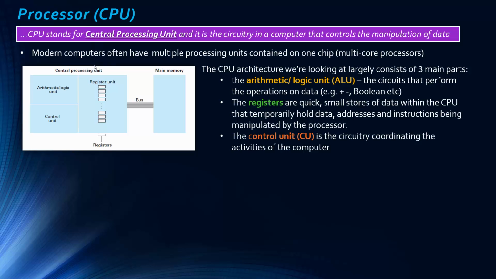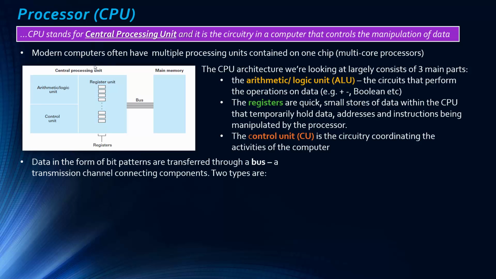And finally, you have a control unit, which is circuitry that coordinates the activities of the computer. You might have heard the likening of a CPU to the human brain, because really it controls the computer, and this control unit is the component that controls the computer. So it's very important.